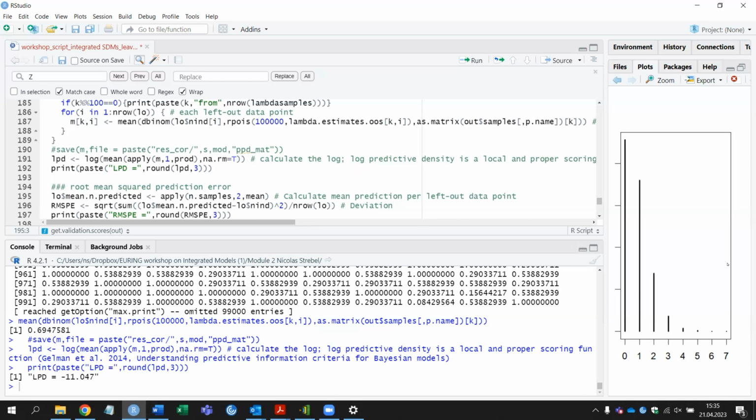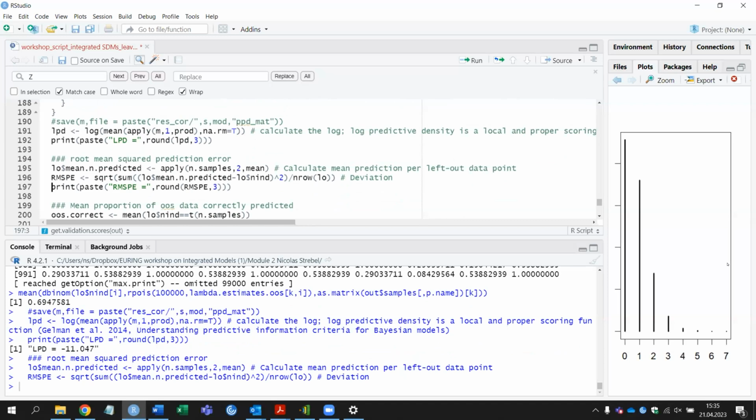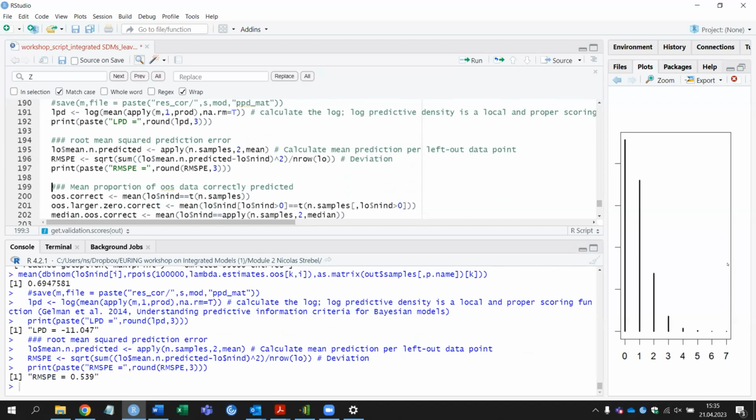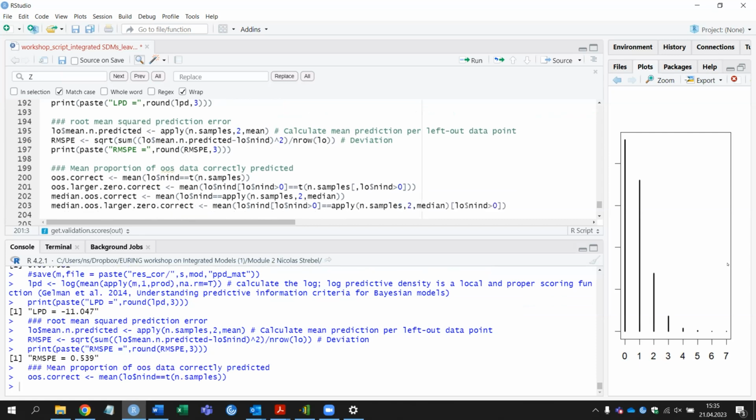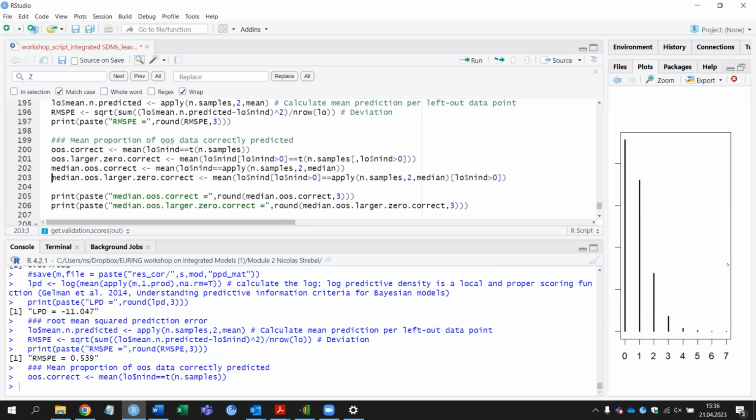Then what we can also do is to calculate the root mean square predictive error between the predictions and the left out data. That's also something that we can compare between the two models, and here larger error is of course worse, so smaller would be better. In addition we can also compare the number of out of sample data that's correctly predicted, for example from the median estimate. That information we can afterwards compare for the two different models.